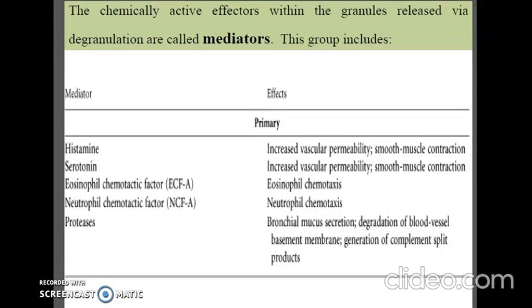And this group includes primary mediators, which include histamine. It increases vascular permeability and smooth muscle contraction. Serotonin increases vascular permeability and smooth muscle contraction. Then there is eosinophil chemotactic factor, which affects eosinophil chemotaxis, and neutrophil chemotactic factor affects neutrophil chemotaxis. And there are proteases which cause bronchial mucus secretion and degradation of blood vessel basement membrane.